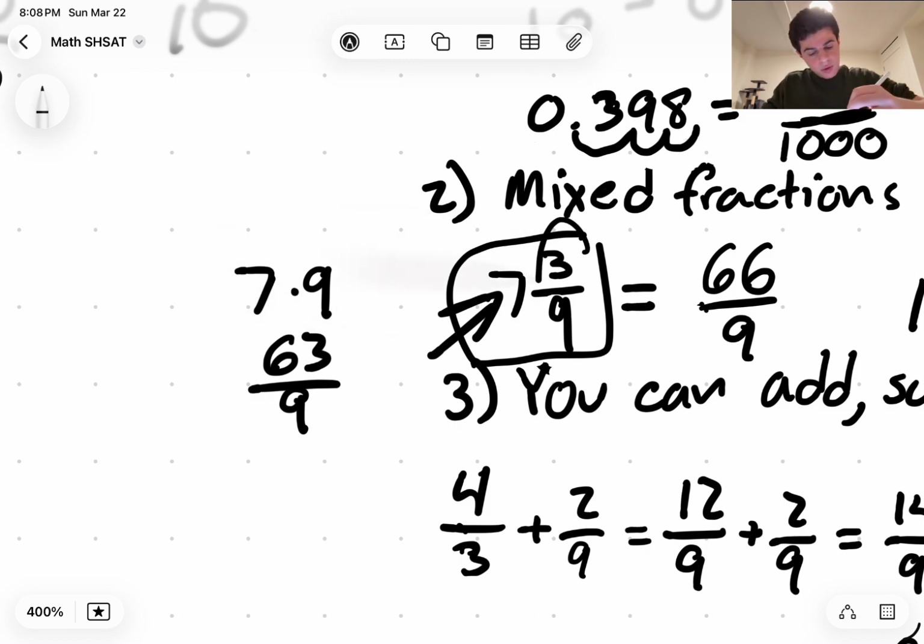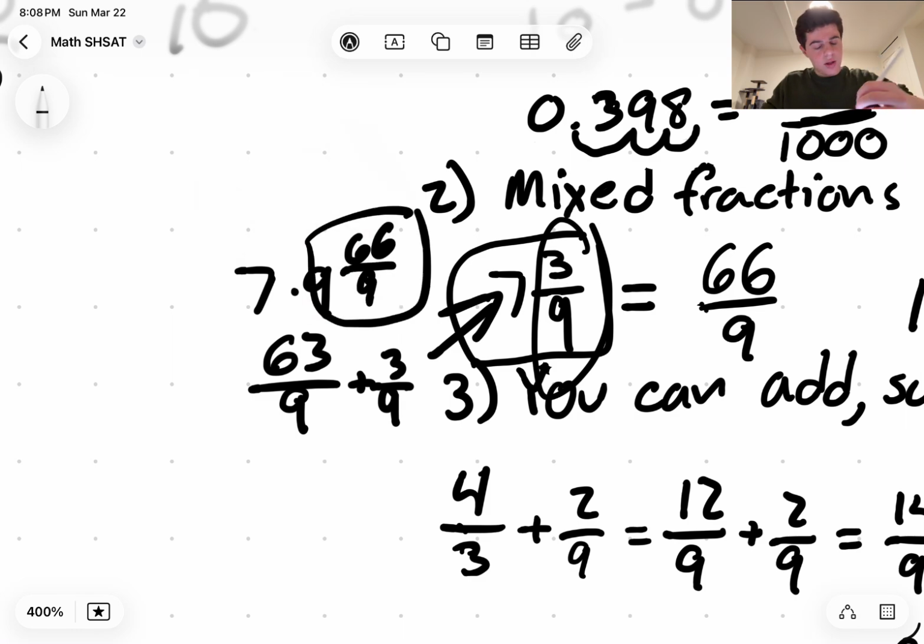So that's how we know that we're right. And then this part is going to be our fraction. Here we have 3 out of 9, so that's the amount that we have left over after we do that whole conversion. So we can just add 3/9, and that's how you get 66/9. And that is now in its improper form.